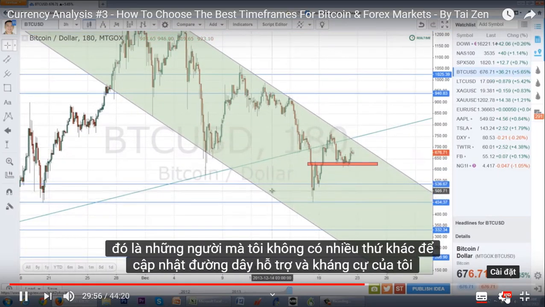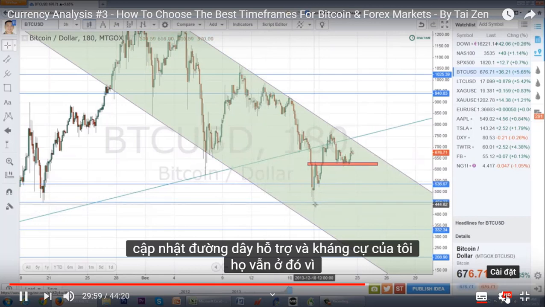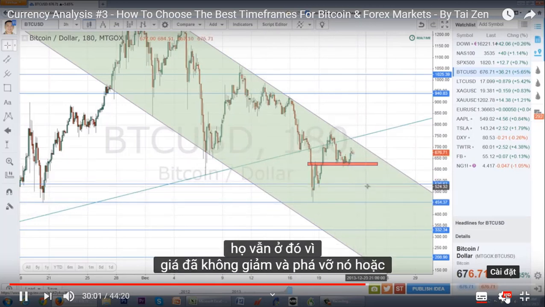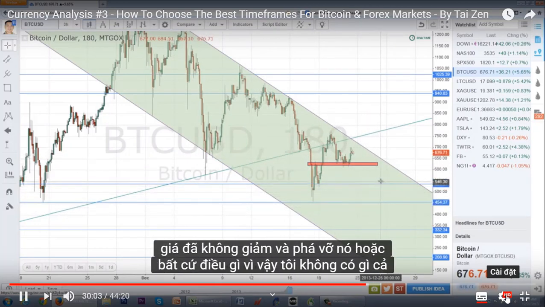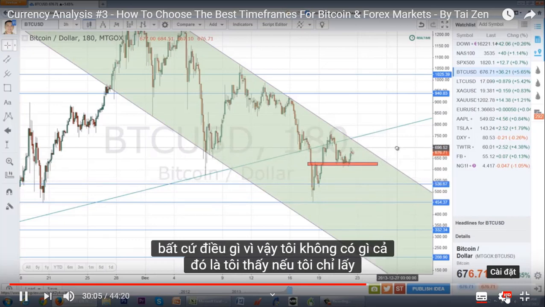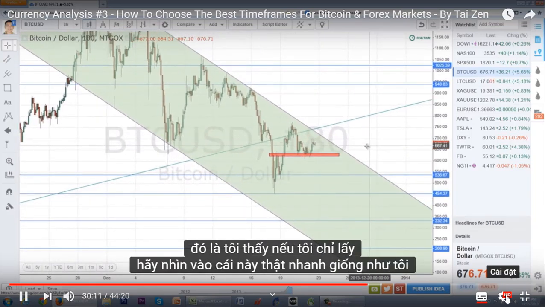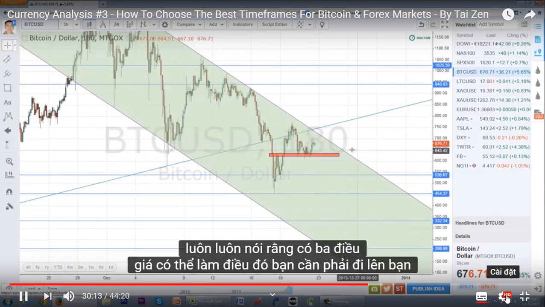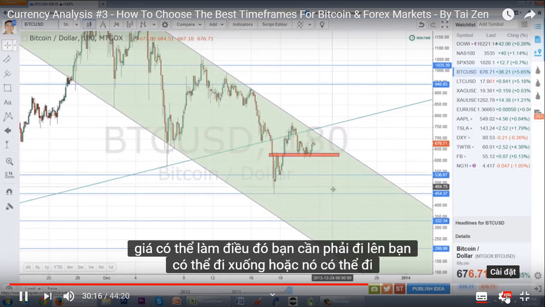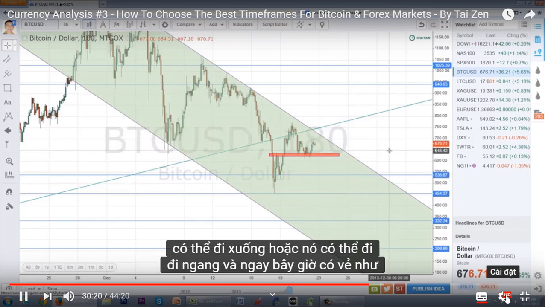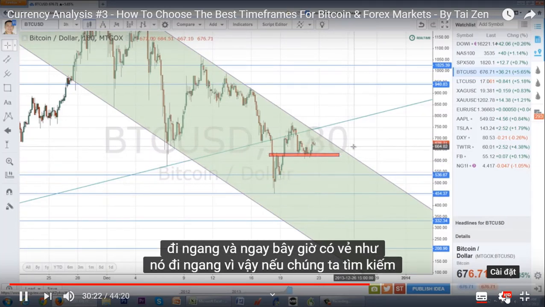My support and resistance lines are still where they are because price has not come down and broken them or anything. So there's nothing that I see. Let's just take a look at this real quick. Like I always say, there are three things that price can do. It can either go up, it can go down, right? Or it can go sideways. And right now it seems like it's going sideways.